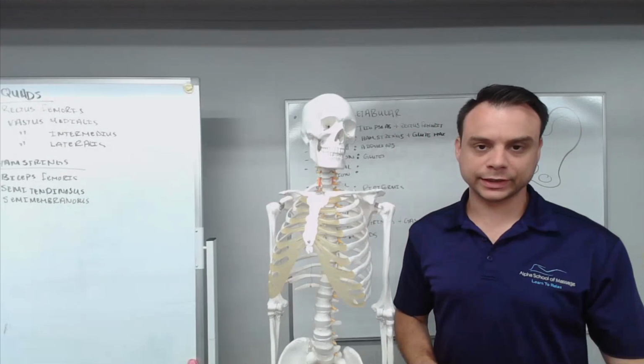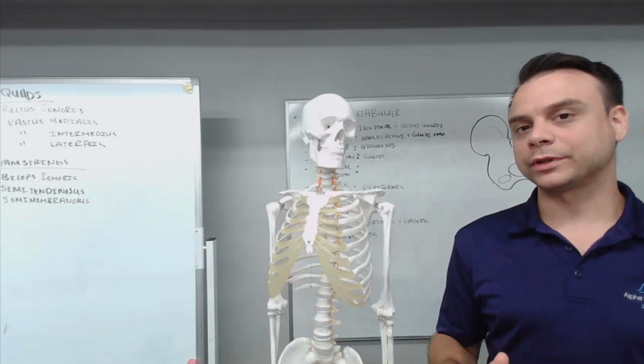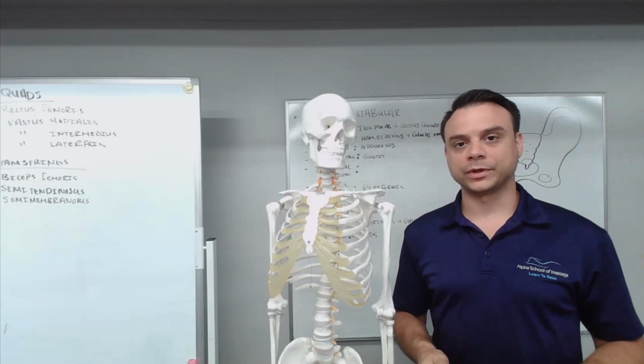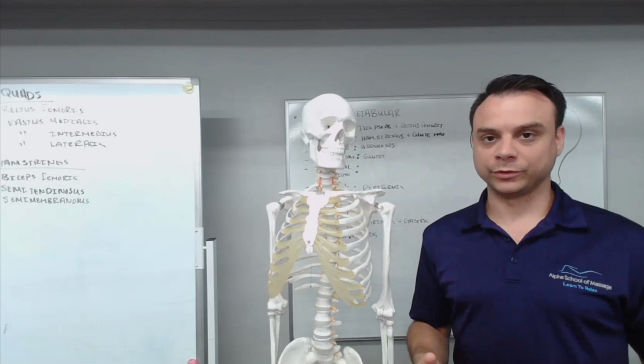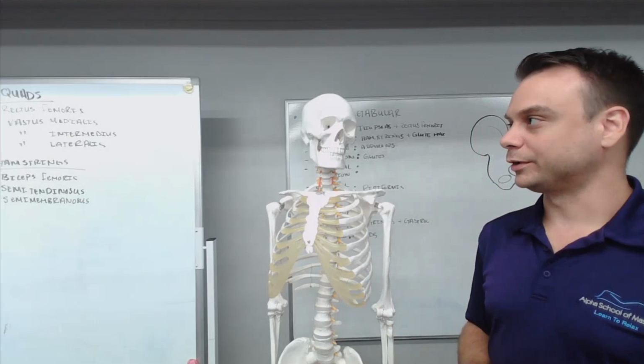So again, whenever we look at a kinesiology chapter, we want to start with looking at the bones, and then we want to put those bones together to form joints, and then look at the movements of those joints. And then lastly, we're going to look at the muscles.